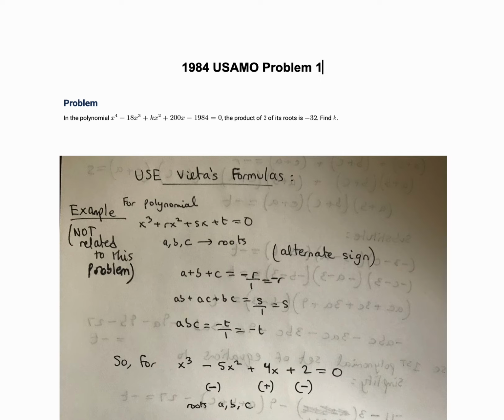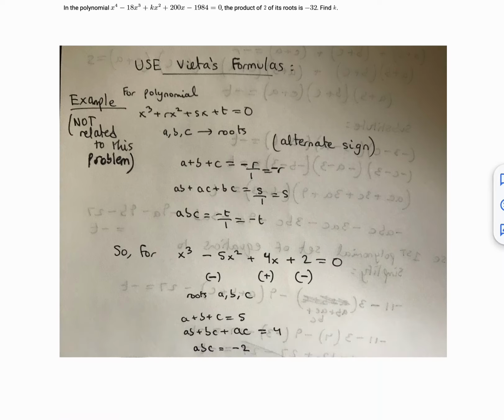In the polynomial x to the fourth minus 18x cubed plus kx squared plus 200x minus 1984 is equal to 0. The product of two of its roots is negative 32. Find k. Okay, so for this problem, I think that the best way to solve it is using Vieta's formulas. And in case you don't know what that is, I'm going to explain that right over here.